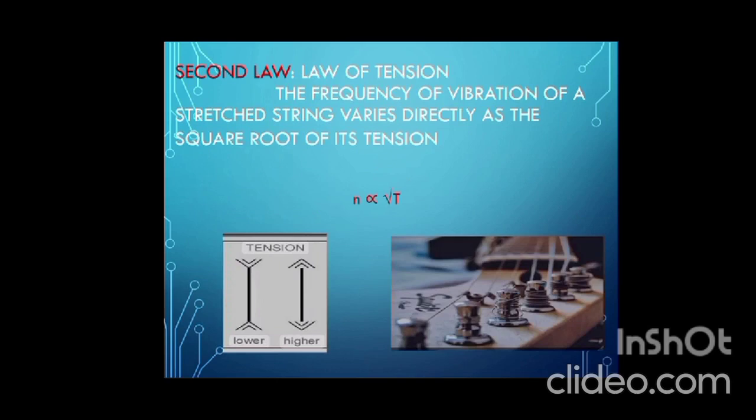Second law, law of tension. The frequency of vibration of a stretched string varies directly as the square root of its tension. It happens when L and M are constant. N is directly proportional to root T. For example, for second law is guitar. Guitar has screw. So, when we increase the tension in the screw, frequency also increases. When we decrease the tension in the screw, frequency also decreases.